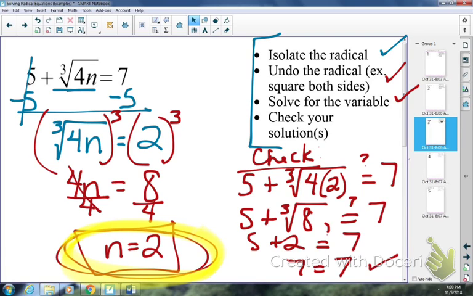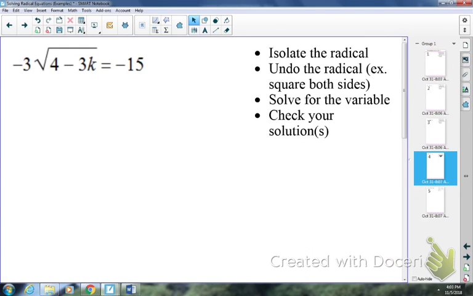Okay, so we got 2 left here. Number 4. So we have negative 3 times the square root of 4 minus 3k equal to negative 15.